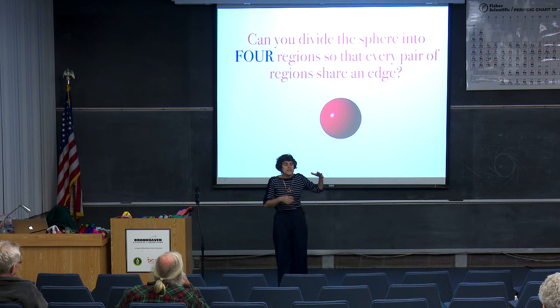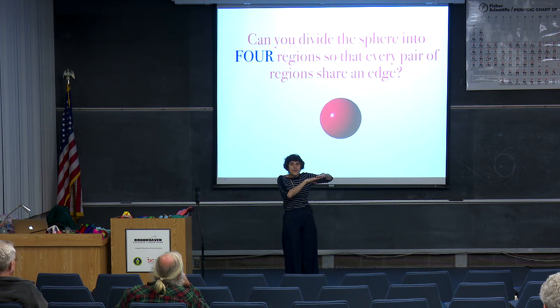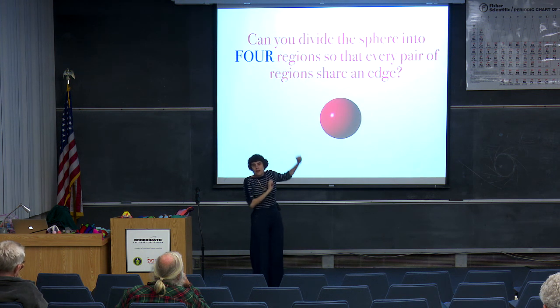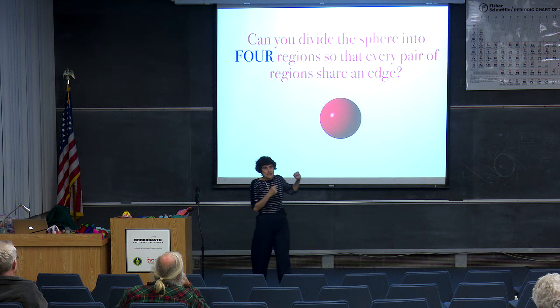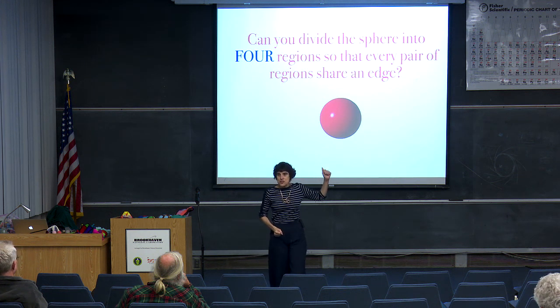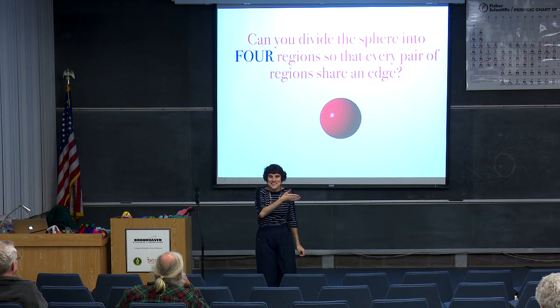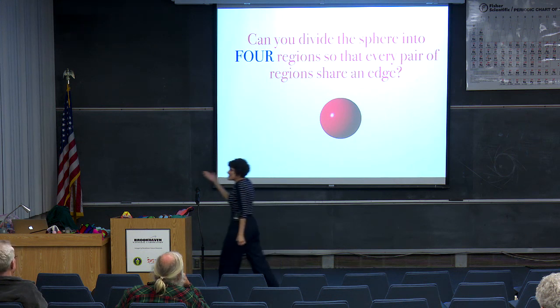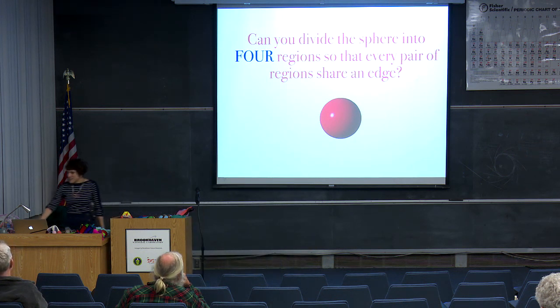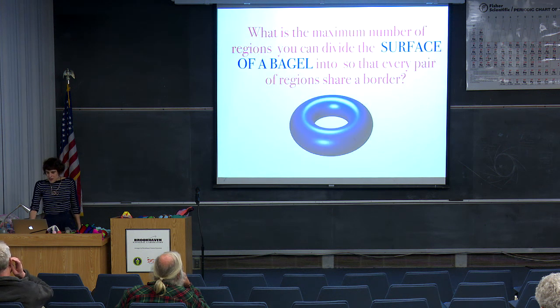So it's a different problem. The 4-color problem asks whether there's a coloring that will work for every map. Here I'm asking, do you have a specific map with a certain property? But if we had a map of 5 regions so that every pair of regions share an edge, we would need 5 colors for that map. So since the 4-color theorem works, this map cannot exist. Okay, so now what about a bagel?